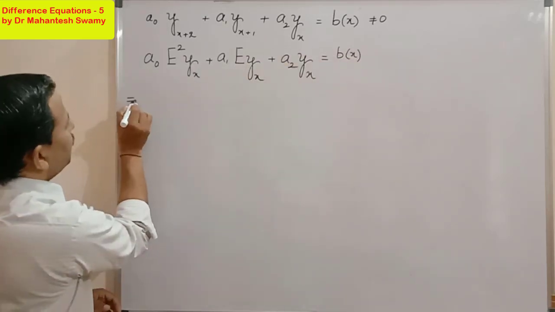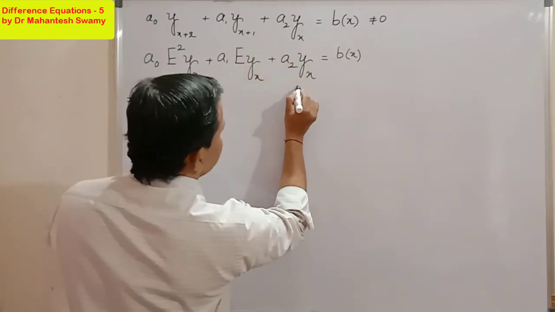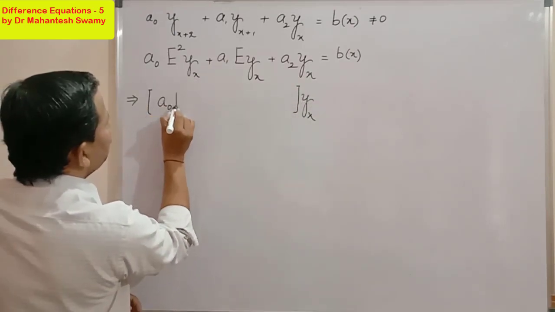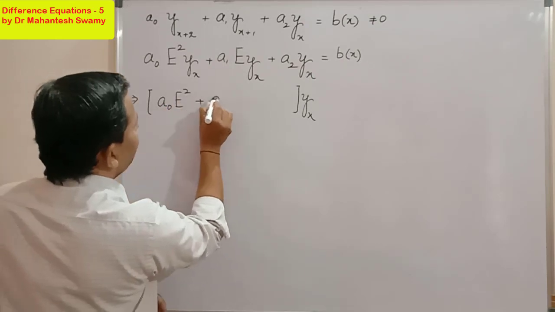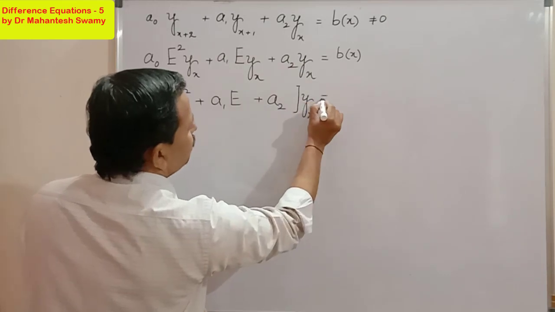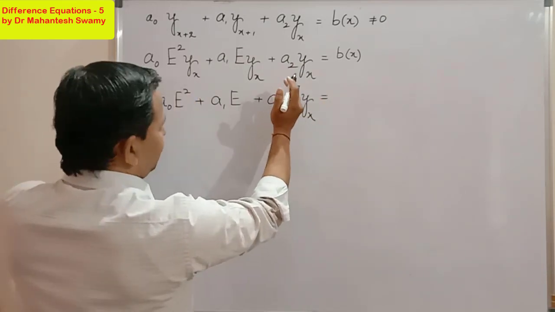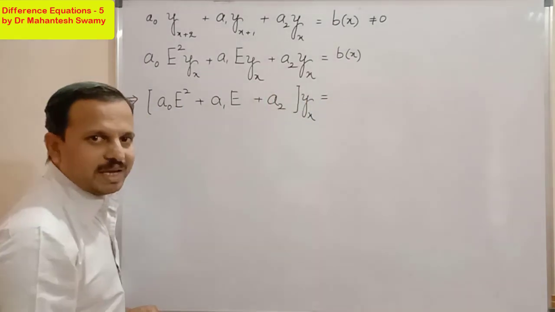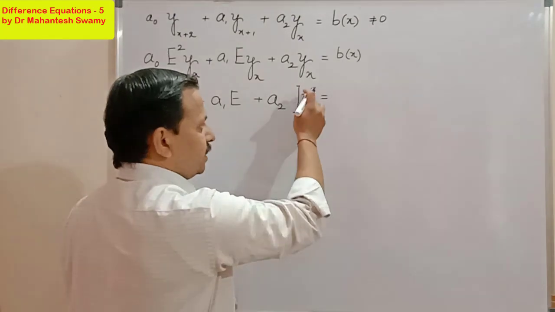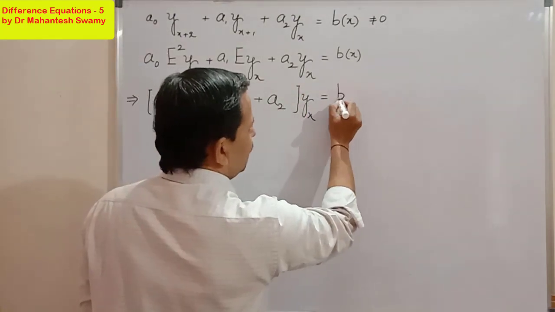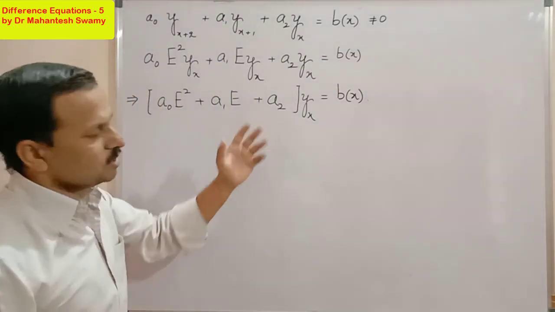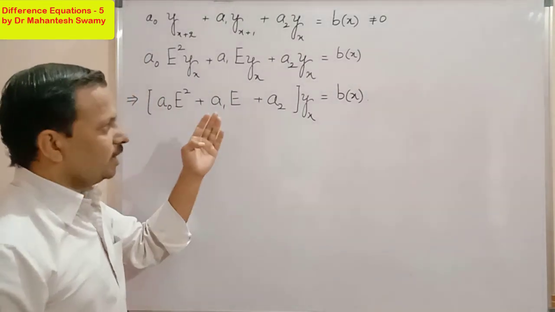In the next step, let us take y of x outside the bracket, so as to have a naught into e square plus a1 into e plus a2 operated on y of x, equals b of x. This difference operator is operated on y of x, that is the unknown here, the dependent variable. The unknown of the difference equation is y x, and on the RHS is the given function of x, that is b of x. So this is the non-homogeneous difference equation given to us.